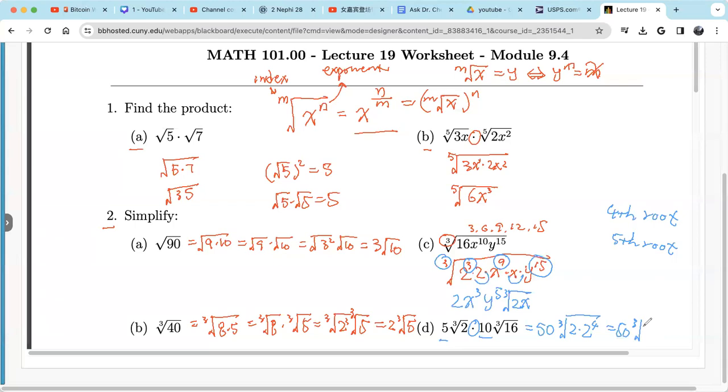I have cubic root of 2 times 2 times 2 raised to 3. 2 raised to 3, with the index 3, becomes 2. So 50 times 2, that's 100. So I have 100 cubic root of, and these two 2s are still left inside as the radicand. So 2 times 2, that's 4. So it's simplified to be 100 cubic root of 4. And cubic root of 4 cannot be simplified further. So we're done.